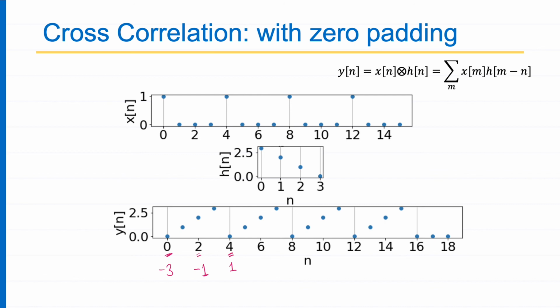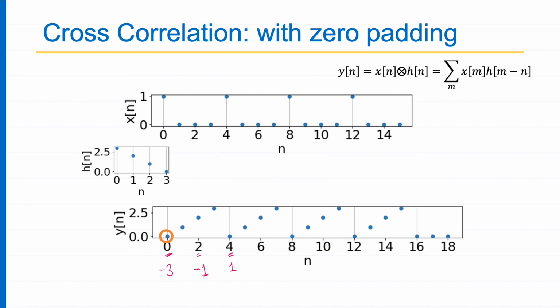So let's look at it graphically. I want to compute the first entry, which is actually y of minus 3. So if I have y of minus 3, which means n is minus 3, this means my x of m is multiplied with h of m minus minus 3, meaning h of m plus 3. So my h is shifted towards the left by 3 steps, and this is what I get. Now I do element wise multiplication and I get the outcome.